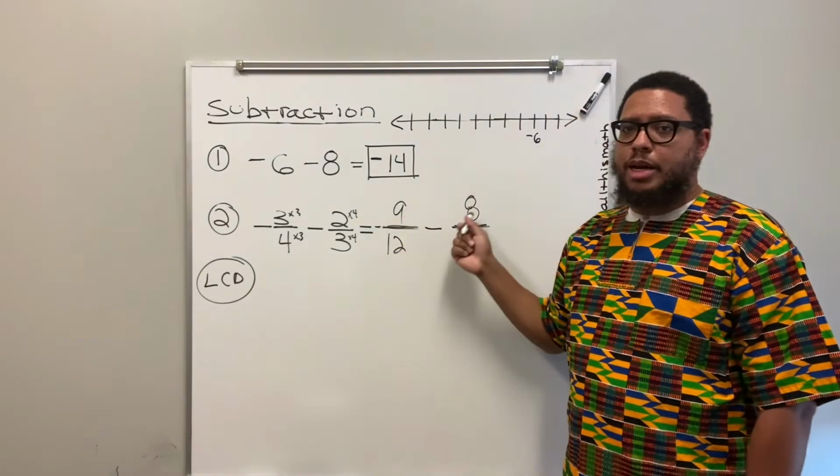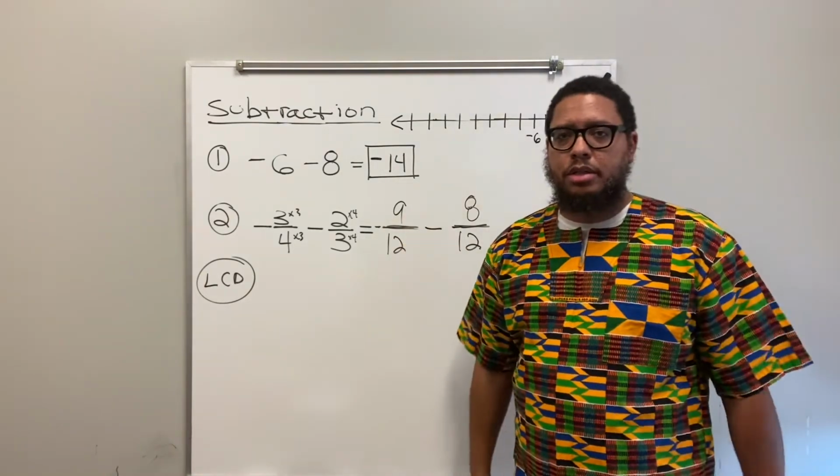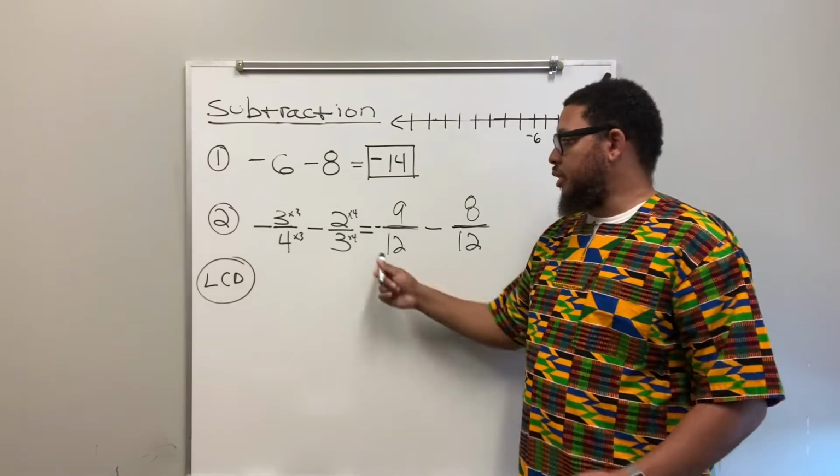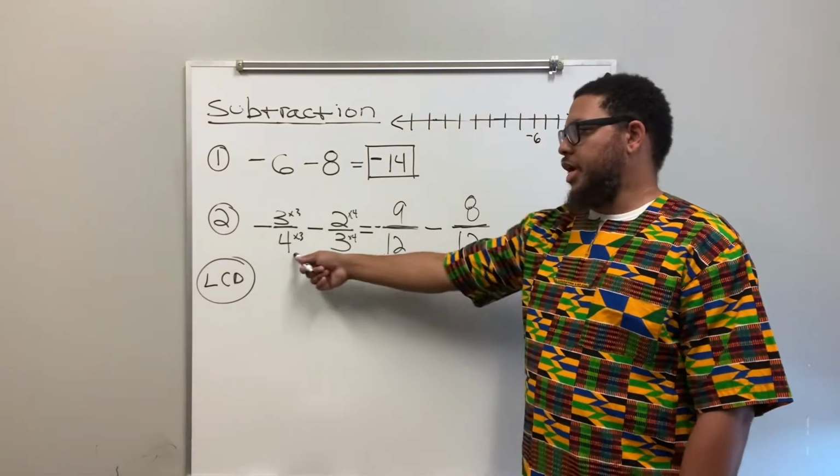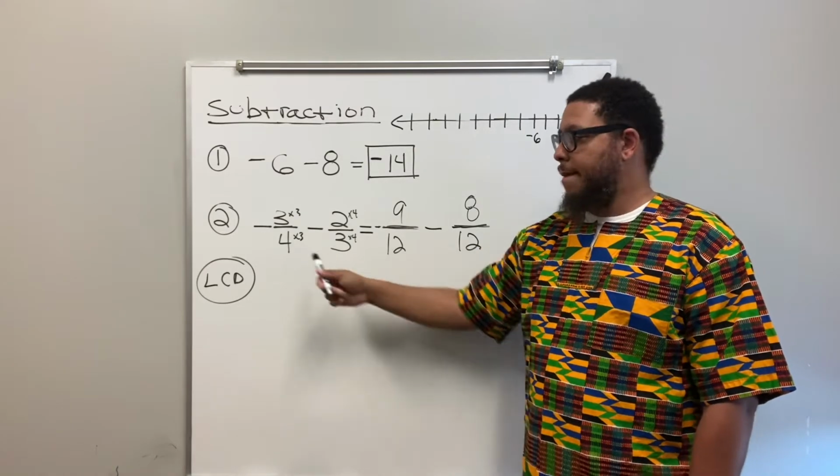Now I've got 9 twelfths minus 8 twelfths. Now I can do the subtraction. You can't do the subtraction until your denominators are common. We can't do this. We can do this though.